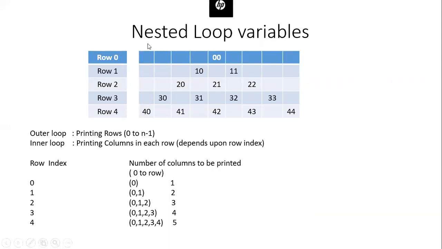In this program, we are going to use the concept of nested loops. Nested loop is nothing but one loop inside another loop. Why we need a nested loop here is, first we are going to write the outer loop for printing the number of rows, and then we are going to use the inner loop for printing the number of columns.